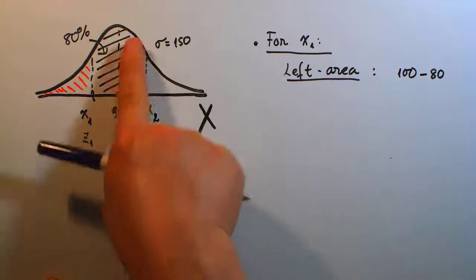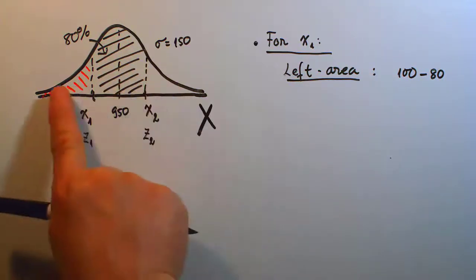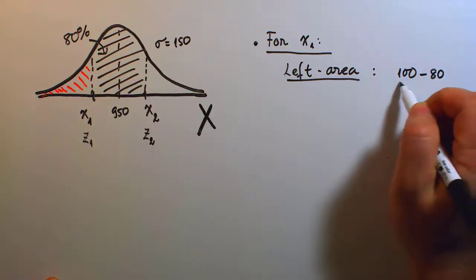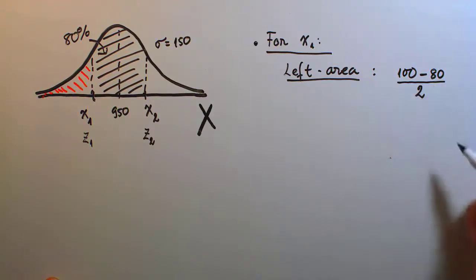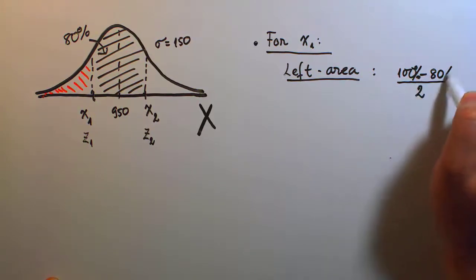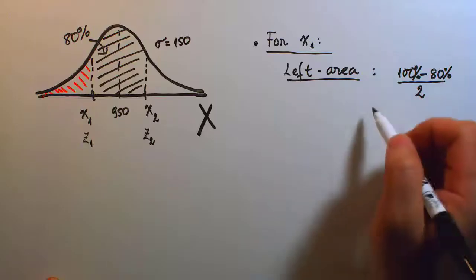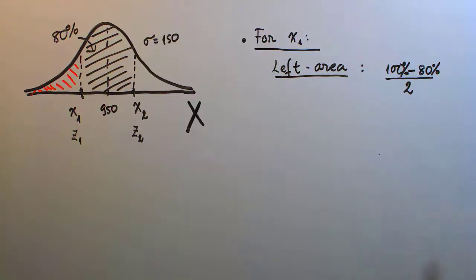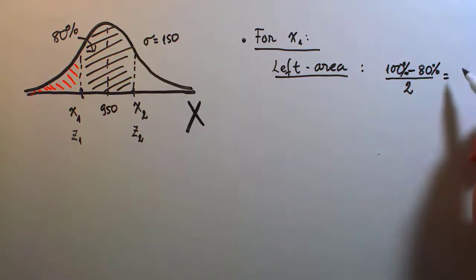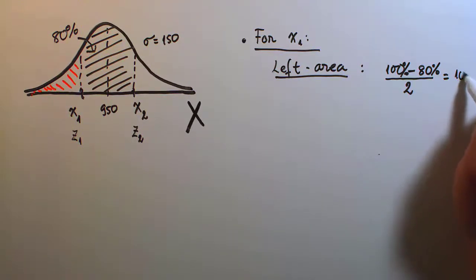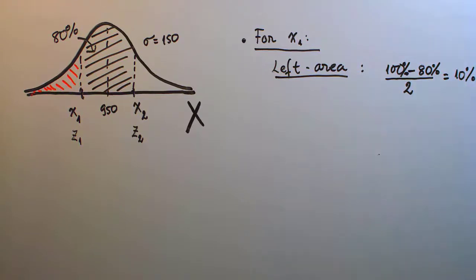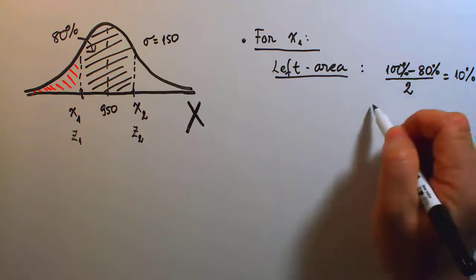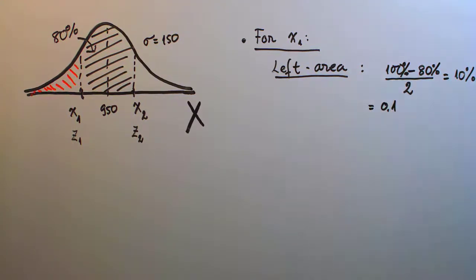But subtracting 80 from 100 is simply going to end up with a total area that includes the two sides here. We only want to take this one side. So now I am going to divide that by 2. And of course, these are all in percentages. And so the left area here, after this calculation, comes out to be 10%. And of course, we're only working in decimals with these area values. So 10% is 0.1.